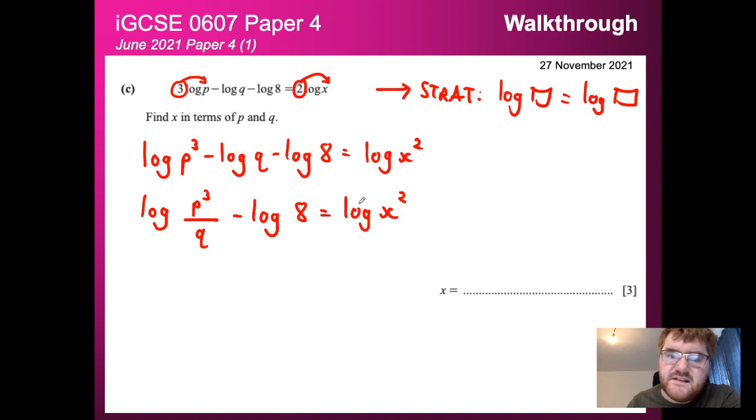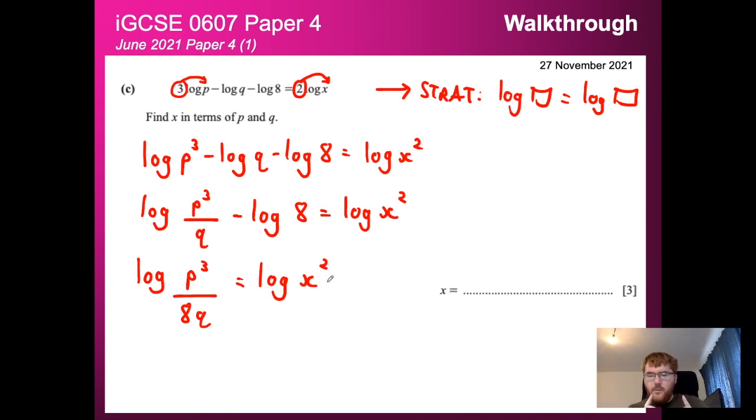Doing this one step at a time. So remember, when you're minusing logs, it's the same as dividing what's inside the log. And the same rule applies for the next part. So when we're minusing logs, it's the same as dividing. So we get log p cubed over 8q. So the 8 goes in the denominator, is equal to log x squared. And we're almost there. So now we've got it in this log something equals log something form. Only at this point can you cancel logs.